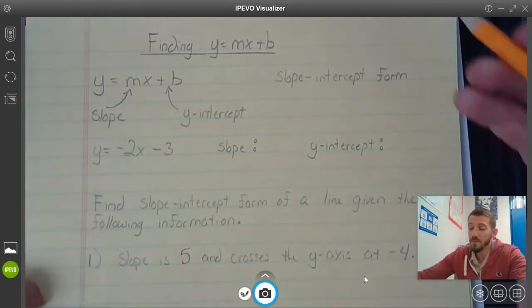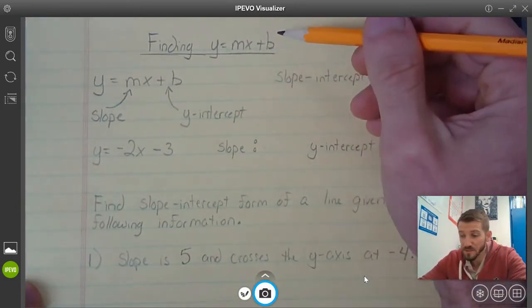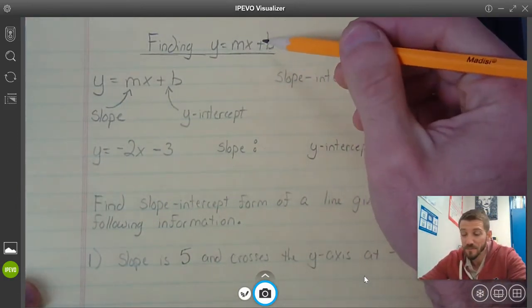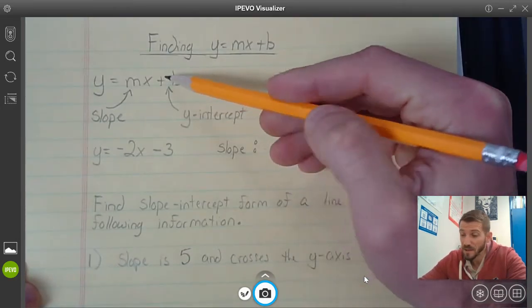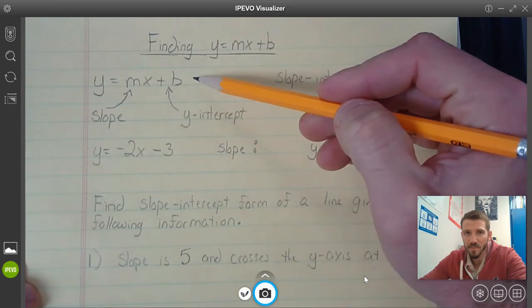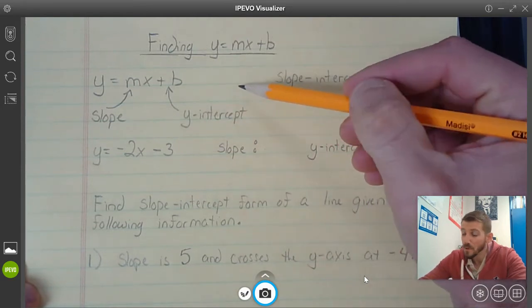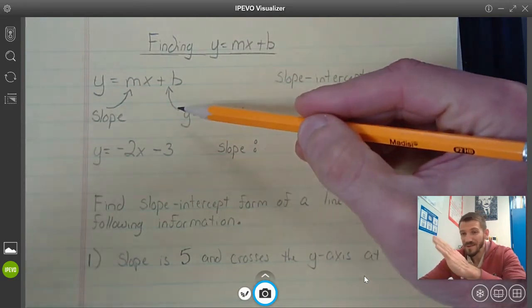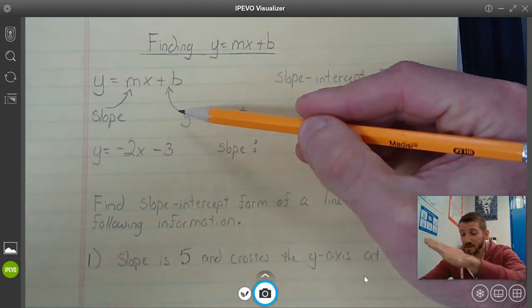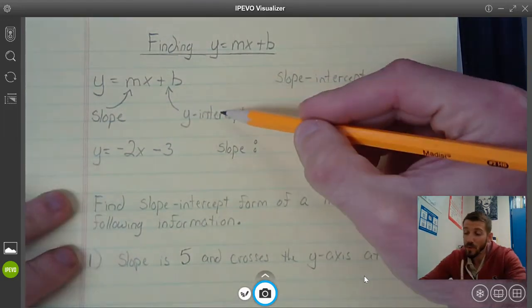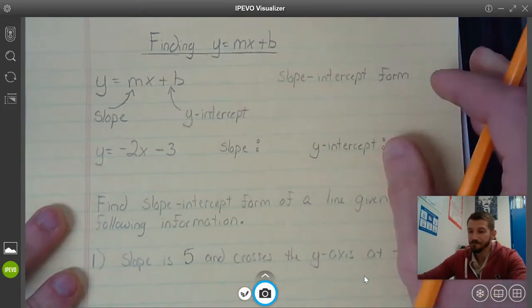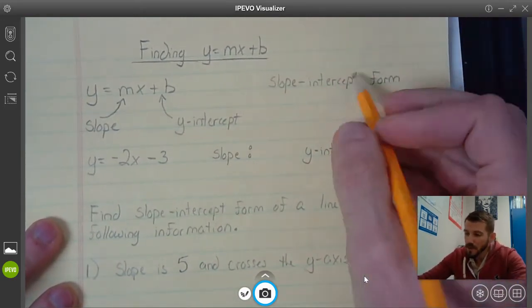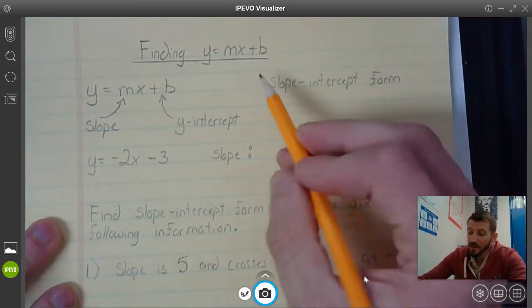So in the past, we learned about y equals mx plus b, and that's our equation for a line. It's called y equals mx plus b. M is your slope, and b is your y-intercept. So slope obviously means the slant that the line is at, like the incline or decline. And the y-intercept is literally where it crosses the y-axis. That is it.